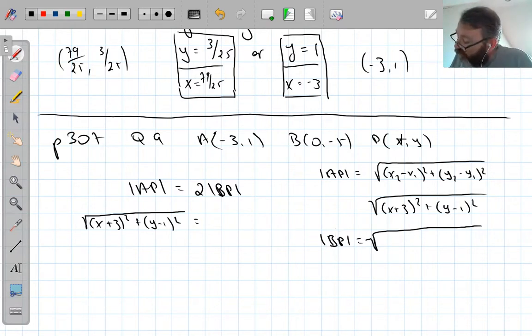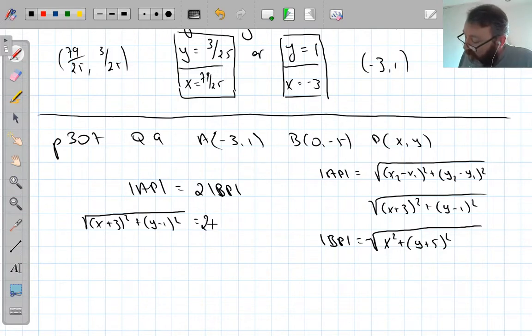So x2 minus x1, which becomes x, that's just x squared, because it's x minus 0, which is x, plus y2 minus minus 5. Minus minus 5 is y plus 5 to be squared. So there's BP, but this is going to be 2 times the square root of x squared plus y plus 5 to be squared. So you're just doing what the question tells you.